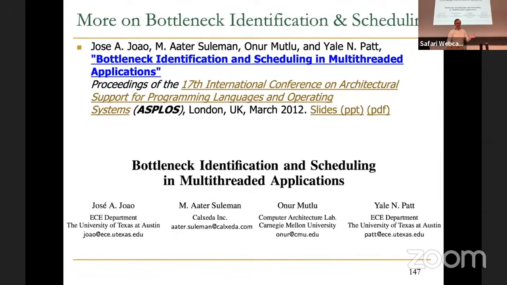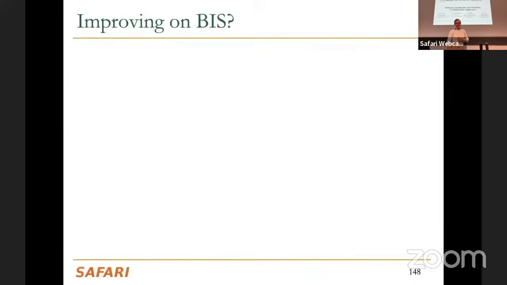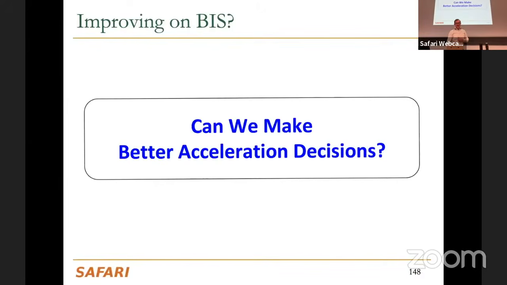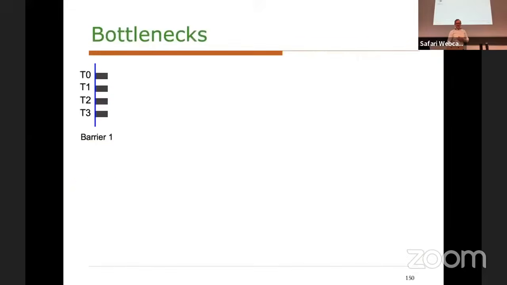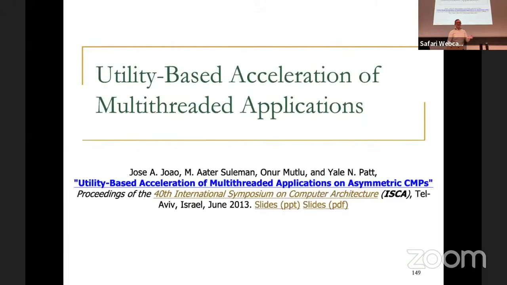Okay, I think I've covered this. This is the paper. There is an improvement over this, making better acceleration decisions. I think I'm not going to cover this. I'm going to let you study it on your own. This is utility-based acceleration. The basic idea is I'll give you the basic idea, and then we're going to end early today, but I will take questions.